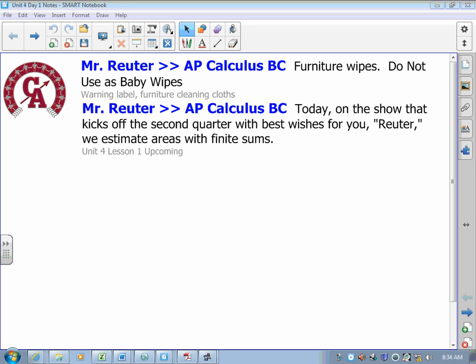Well, welcome to Unit 4. Today we make the turn. It's a sharp turn, it's a nasty turn, it's a big turn. Today we make the shift to areas. We're going to estimate areas using, well, rectangles.